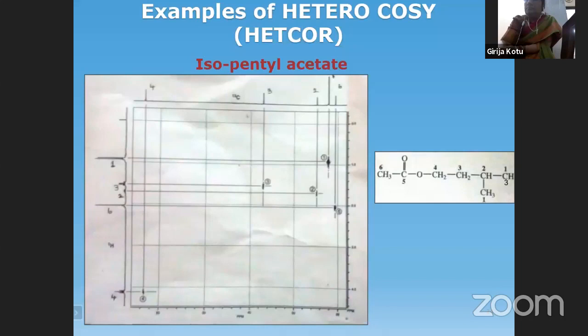And the fourth is a triplet. The rest of them are multiplets. Now, let us come to the HETCOR spectrum, or the heterocozy spectrum, of isopentyl acetate. Now just concentrate on the matrix inside the box. Okay, let us come one by one.